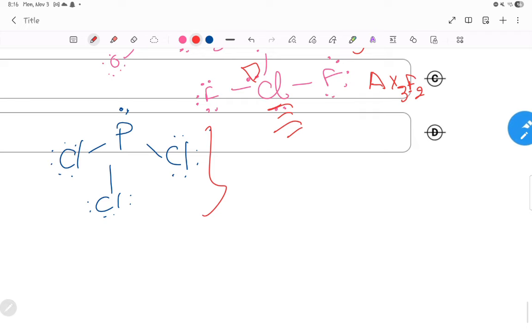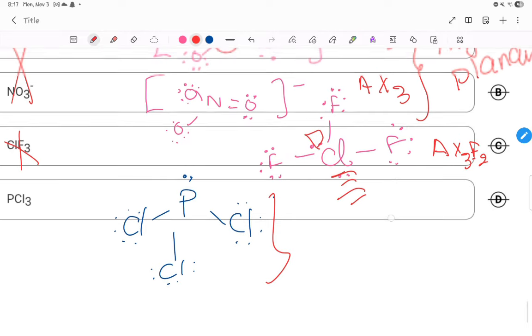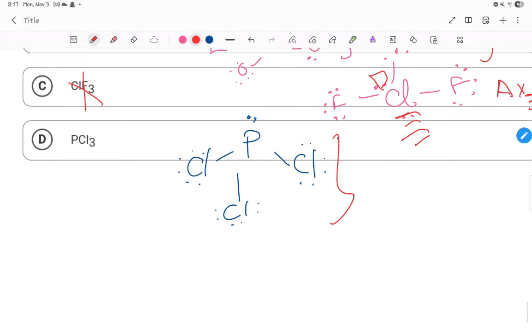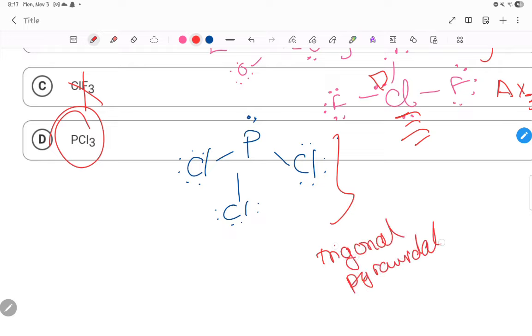Now, last but not least, PCl3, which is our answer. It is trigonal pyramidal, and it does not have anything behind the plane, nothing in front of the plane, right? Why? Because this is all 3D. So this is a 3D shape. This is not a 3D shape, the T shape. It's a planar shape, okay? So that means our correct answer is PCl3.